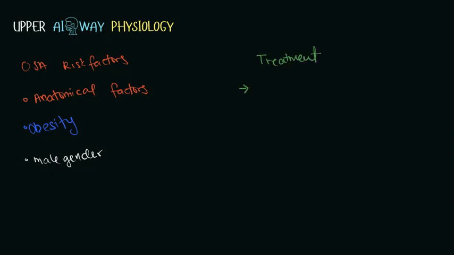Effective treatments include lifestyle modification. This includes smoking cessation, alcohol reduction, and weight loss. Next is overnight nasal CPAP, or continuous positive airway pressure. This can help splint the airway so that apneic periods won't happen during the night.